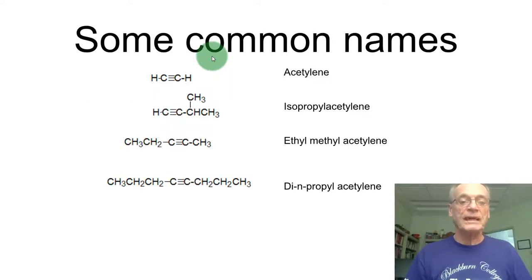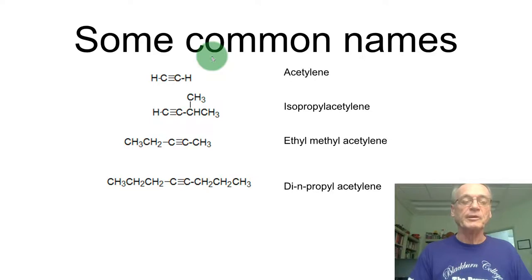Here are some common names. As with almost all families of compounds that we're going to come across, there are some common names, sometimes even a system called the common system for naming. And then there is what's called the IUPAC system. We saw that with the alkanes. And so let's start with common names of alkynes. Again, it's actually very simple.